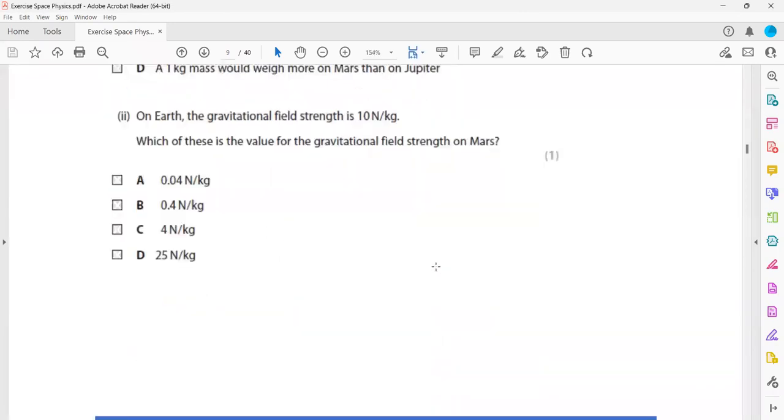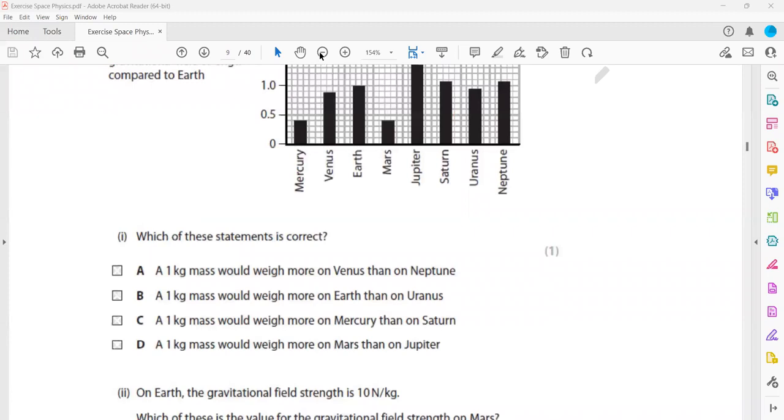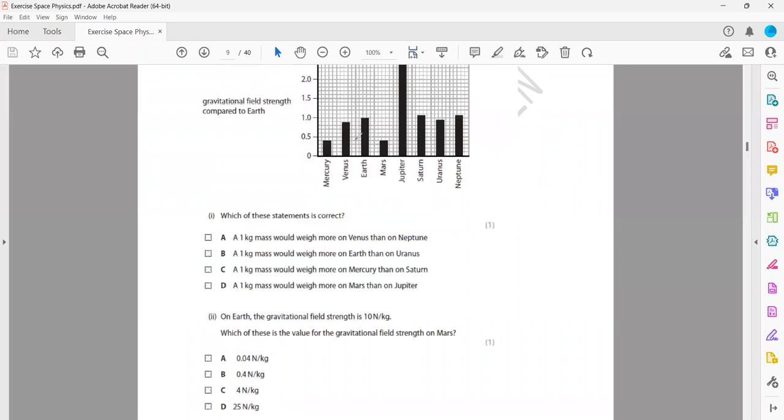The next question: on Earth, the gravitational field strength is 10 Newton per kilogram. It means if we have a 1 kilogram object, it will experience 10 Newton. Which of these is a value for gravitational field strength on Mars? So you have to study the table. We want to compare the gravitational field strength of the Earth with Mars. So if that is 10, you can see it should be less.